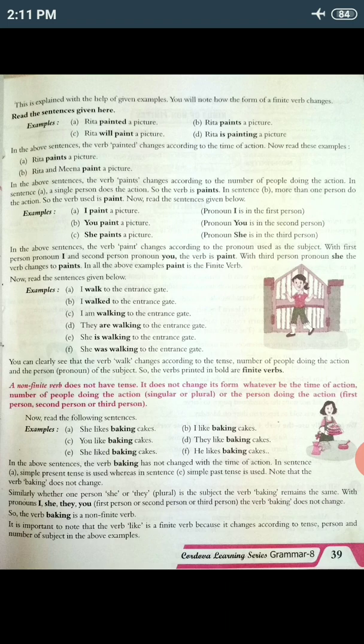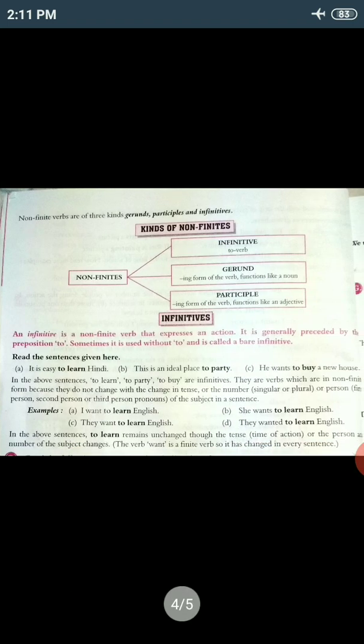The next topic is non-finite we have done. Now moving on to the next topic, that is kinds of non-finites. Now there are three kinds of non-finites. Again, this is very important, you need to be very attentive. Infinitives, gerunds, and participle.